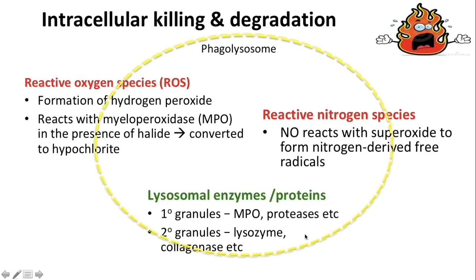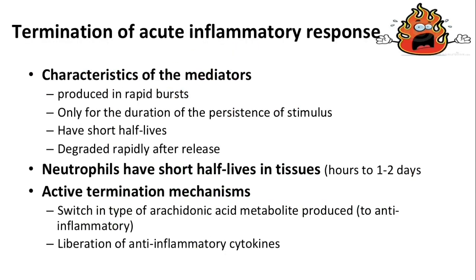Another method is by the action of lysosomal enzymes or proteins, either primary granules such as myeloperoxidase or secondary granules such as lysozymes. So they also have the capacity to kill and degrade. Once all that is sorted, the acute inflammatory response will be terminated.